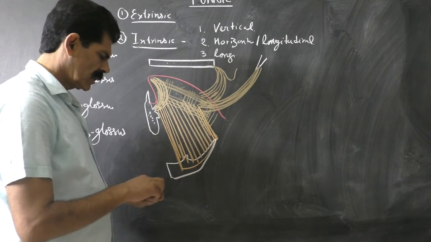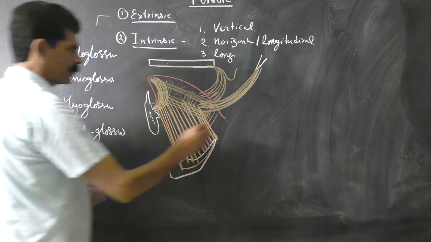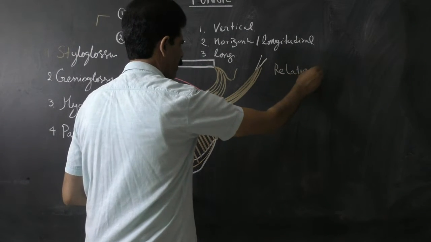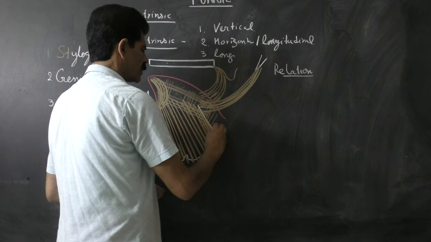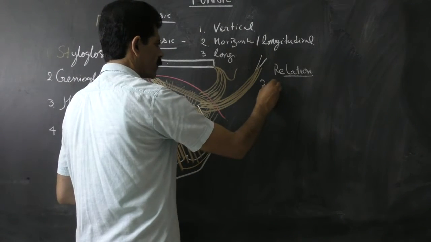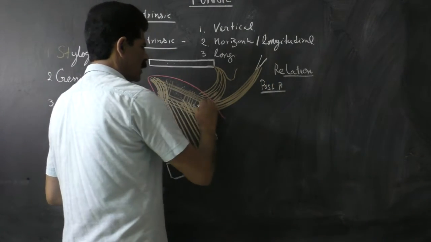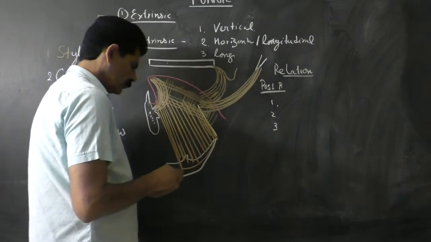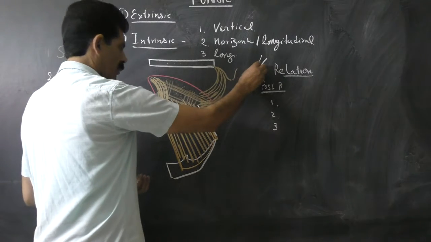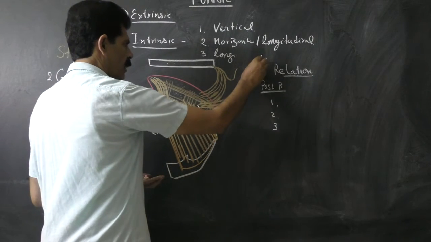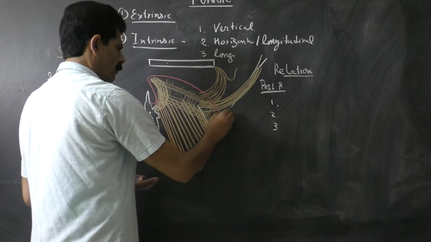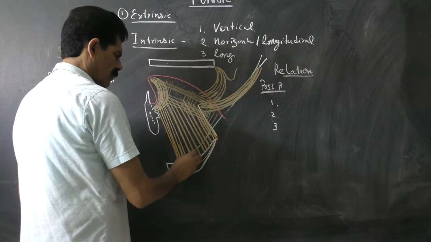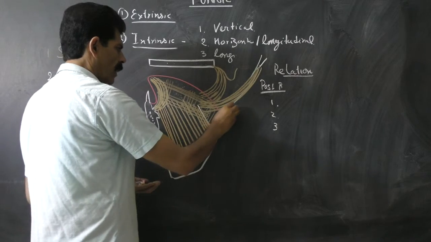Now, the origin and insertion of this muscle, and the relations of the hyoglossus, are very important. The posterior border of the hyoglossus muscle is related to three structures. One is from the styloid process, a ligament coming which is attached to the lesser cornu by two processes. This is called the stylohyoid ligament.